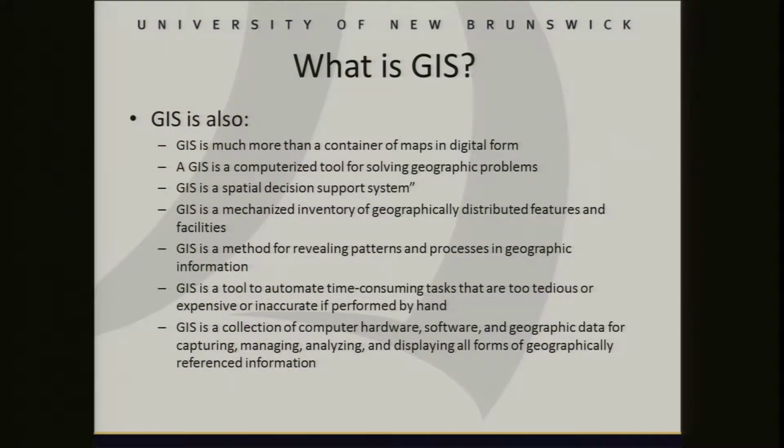So GIS can be a computerized tool. It's a spatial decision support system. It can aid us in making decisions. It can provide us a different set of alternatives, what we can do. It's an inventory of geographically distributed features. It's a method for revealing patterns. It's a tool to automate time-consuming tasks. It's a collection of hardware, software. It's all these different things.